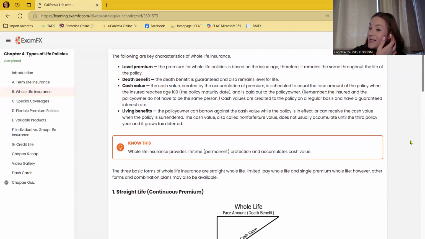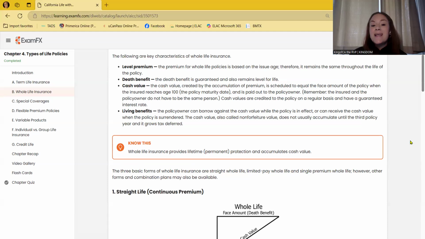So one, they say that this is a level premium policy. Okay, we're going to go with that for our test. It is a level premium policy, meaning you will pay that same premium for the duration of the policy, regardless of your cost of insurance. Okay, so level premium policy is what we need to know. Second, there is a death benefit. Okay, so death benefit is guaranteed and also remains level for life. Okay, it's not going to go up, it's not going to go down.